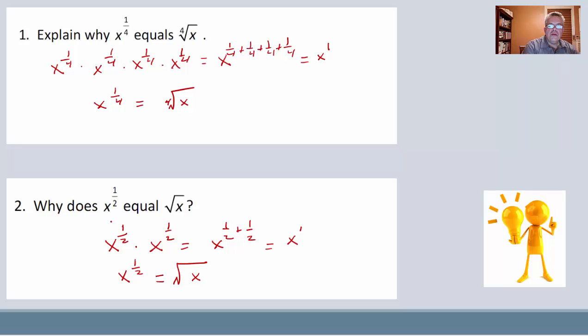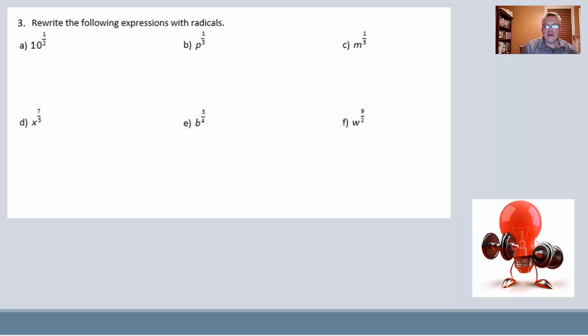Okay, so we want all the rules for fractional exponents to be the same as regular exponents. And in order for that to be true, we see that x to the 1/2 would have to equal the square root of x. Okay, so let's practice here. We have some expressions here with fractional exponents. Let's rewrite them as radicals.